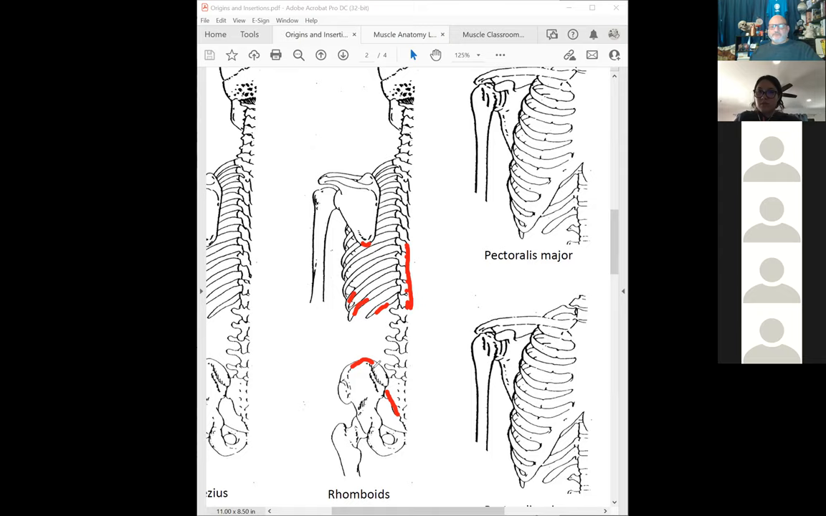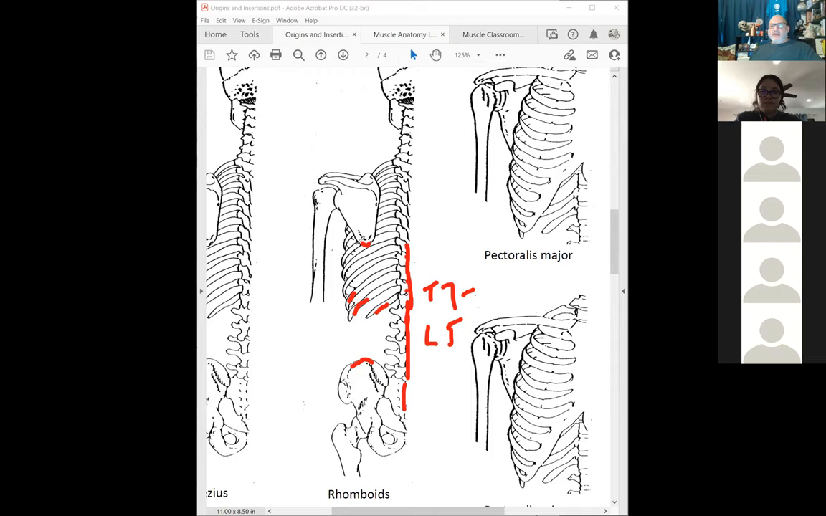The lumbar vertebrae? Yeah, don't forget the lumbar vertebrae. Right. Notice, basically, it is the spinous processes of T7 through L5. Right. Then we have the crest of the sacrum, all the way down. And then the crest of the ilium, the ribs, and even the inferior angle of the scapula.